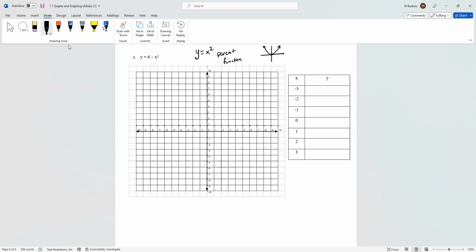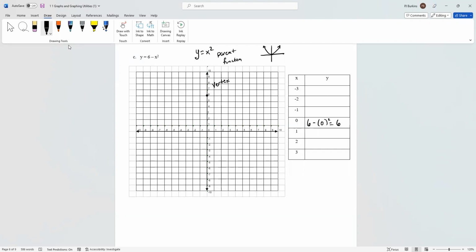So again, I'm going to start at 0. So I have 6 minus, and instead of x, I'm plugging in 0, and I'm squaring it. 0 squared is still 0. 6 minus 0 is 6. So don't go anywhere left or right. Go up 6 units. Okay. Later on down the line, you'll call this the vertex, by the way. Okay.